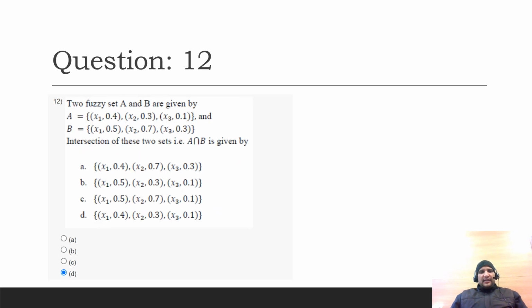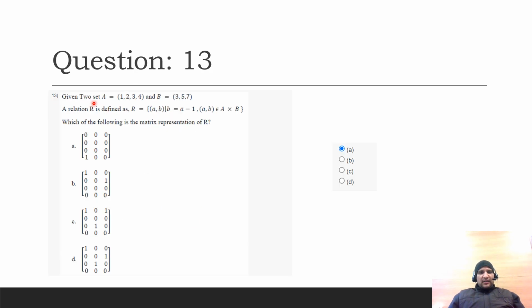Two fuzzy sets A and B are given, and the intersection of these two sets A and B is asked. When we take the intersection, for each x we have to compare the values and take the minimum. So 0.4 and 0.5, minimum is 0.4; 0.3 and 0.7, minimum is 0.3; 0.1 and 0.3, minimum is 0.1. So according to that, option D is the correct one: 0.4, 0.3, 0.1.